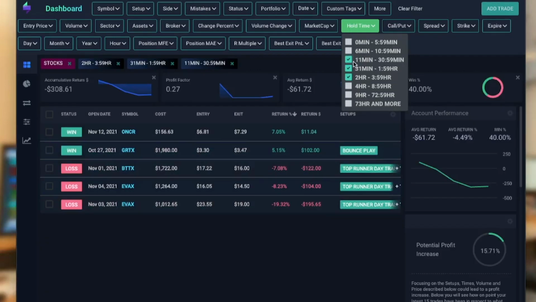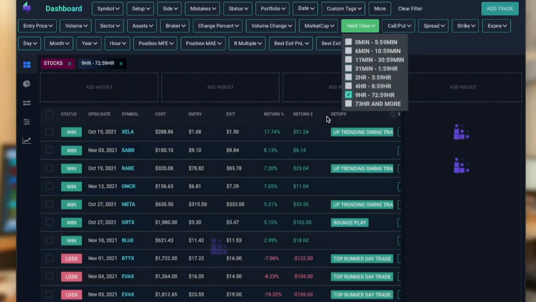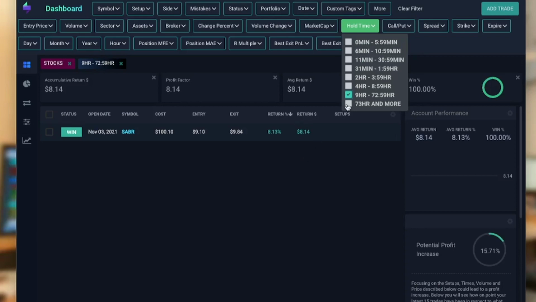So for me, I can see that all 3 of my losses were day trades with hold times of 11 minutes to 2 hours. I can then select 9 hours to 73 hours, which are short swings of 1 to 3 days, as well as 73 hours and more to see how my swing trades did.